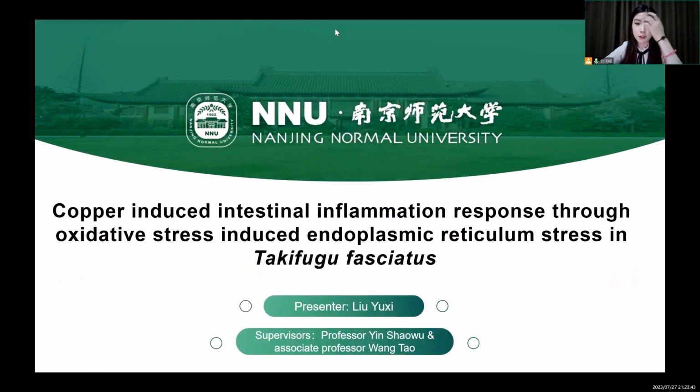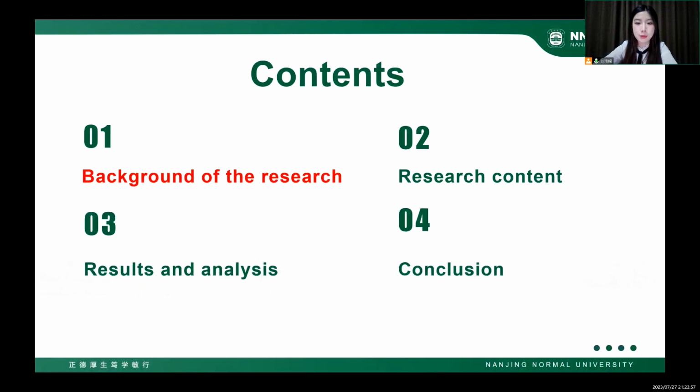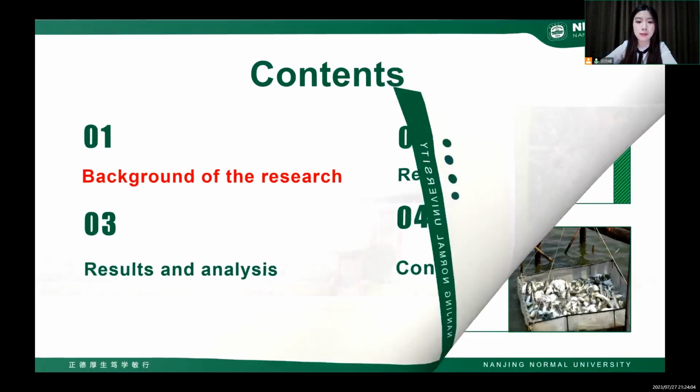The topic of my presentation is copper-induced intestinal inflammation response through oxidative stress, induced endoplasmic reticulum stress in Takifugu fasciatus. Next, I will present my study content from the following four aspects. Firstly, the background of the study.